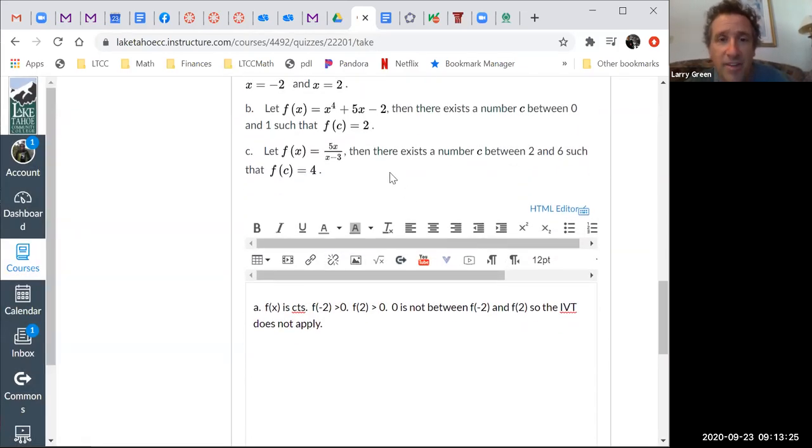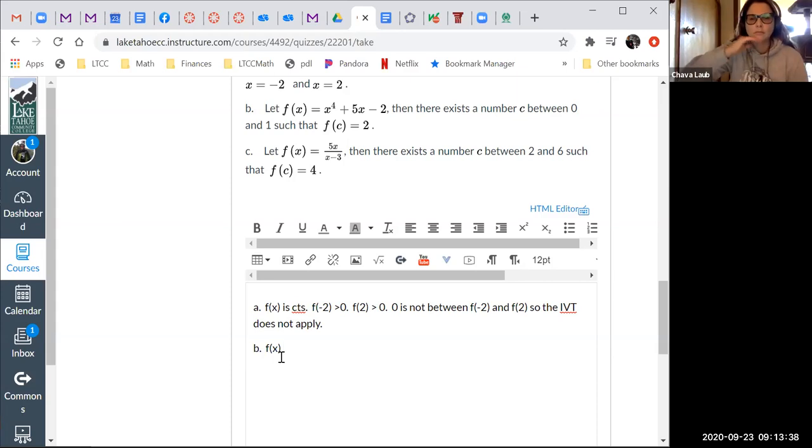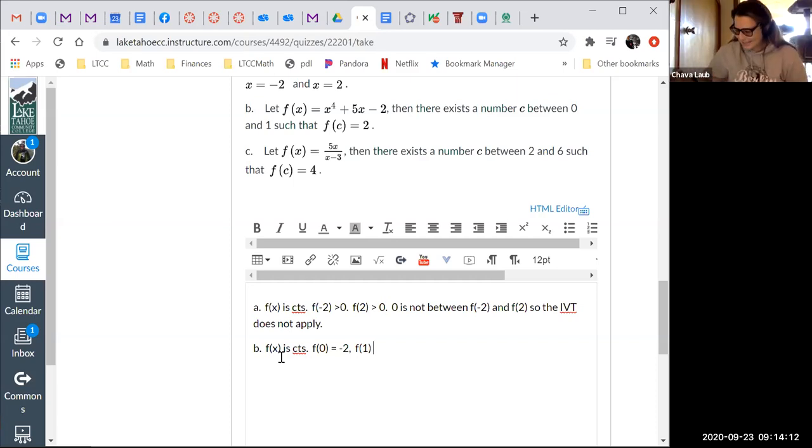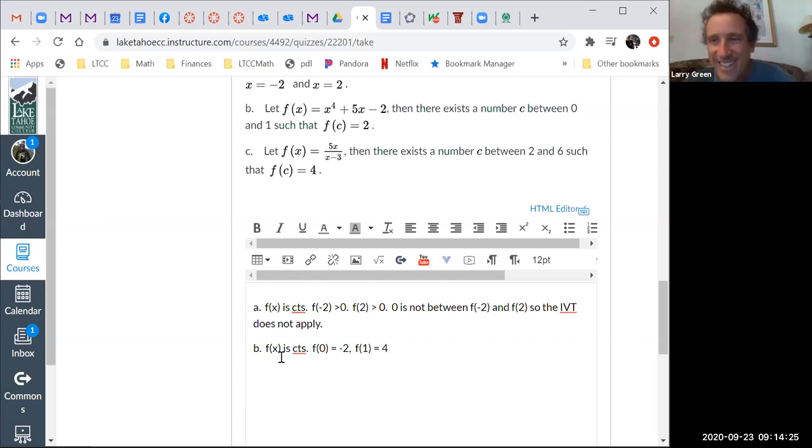Okay, part B. Let's suppose f of x equals x to the 4th plus 5x minus 2. First, is that continuous? Yes, it's a polynomial. Polynomials are continuous. No problems with them. Let's look at f of 0, and that is equal to negative 2. And let's look at f of 1. I tried to do easy ones, so you didn't need a calculator. F of 1, that's 1 plus 5 minus 2, which is, sorry, 4. 1 plus 5 is 6, minus 2 is 4, right? At least I hope you don't need a calculator.